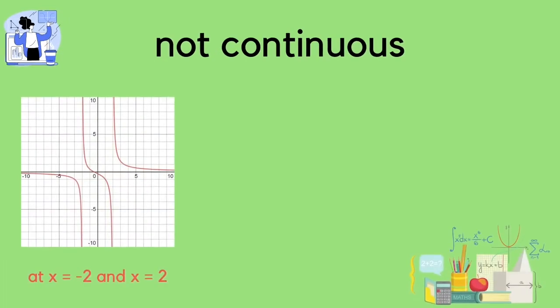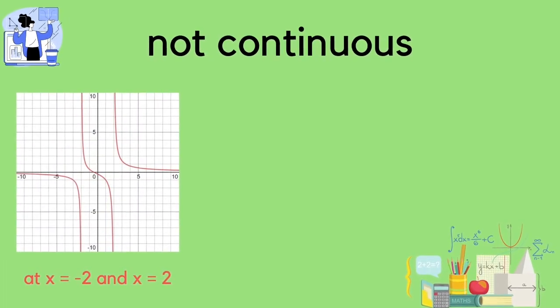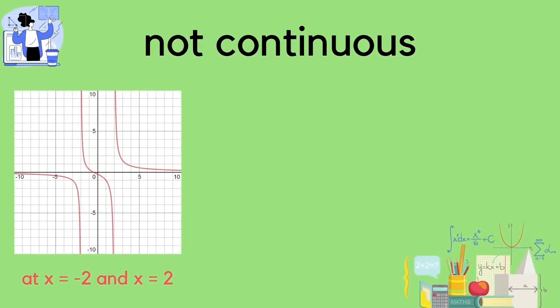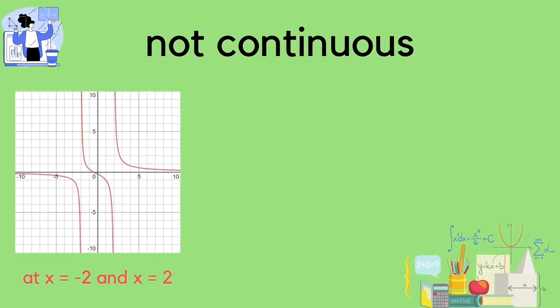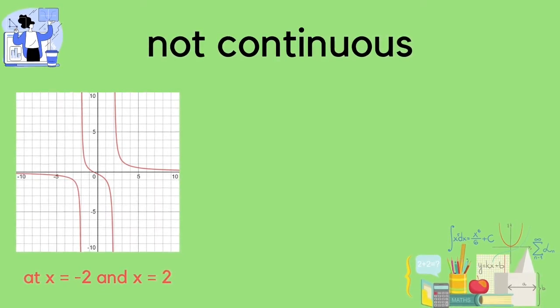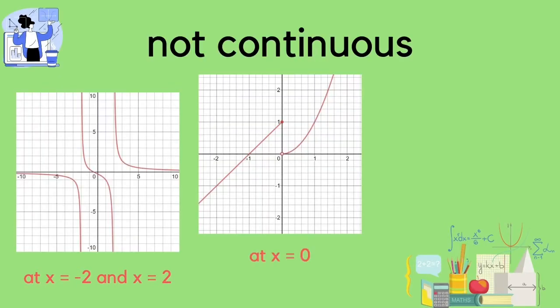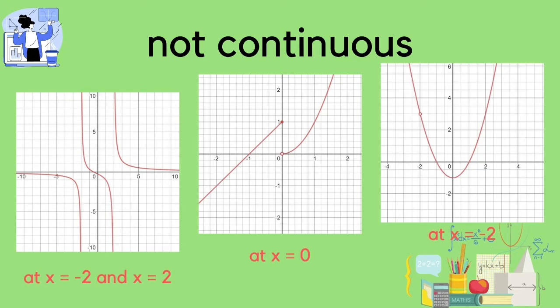In tracing this curve, you will notice a break when x is negative 2 and when x is 2. In this next function, you have to lift your pen at x equals 0. While in this graph, there is a pause when x is negative 2 when you reach the hole.